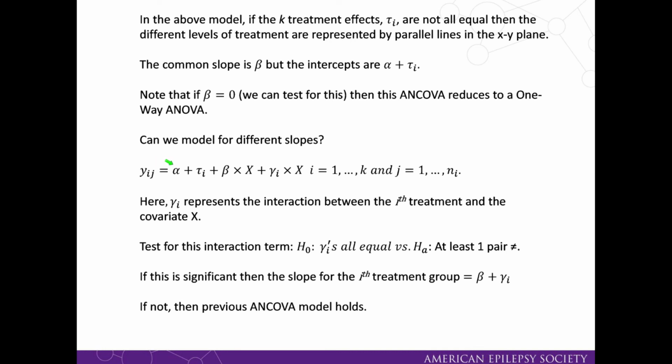So we have Yij could equal alpha plus tau i, the effect of being in the ith treatment group, plus some overall slope based on the covariate x, plus individual slopes for each treatment group. And here gamma i represents the interaction between the ith treatment and the covariate x. We can test for this interaction term, say the gamma i's are all equal, in other words, it doesn't matter, versus at least one pair being not equal. And if this is significant, then the slope for the ith treatment group is beta plus gamma i. If not, in other words, if there is no treatment-specific slope for this covariate, then we're back to our previous analysis of covariance, and we go along from there.